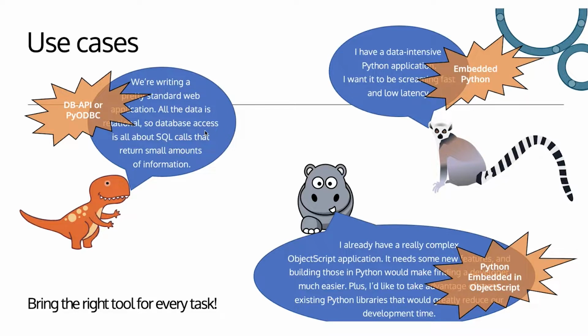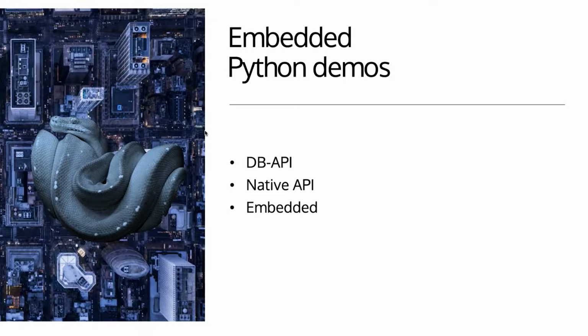So that should give you a better idea of why we have these different strategies available. And now let's take a look at what they actually look like from a coding perspective. We're going to go through three demos here. We're going to look at the SQL use case using DB API. Then we're going to take a quick look at the native API and how that works. And then finally, we're going to look at a little bit of the flexibility of the embedded Python solution.